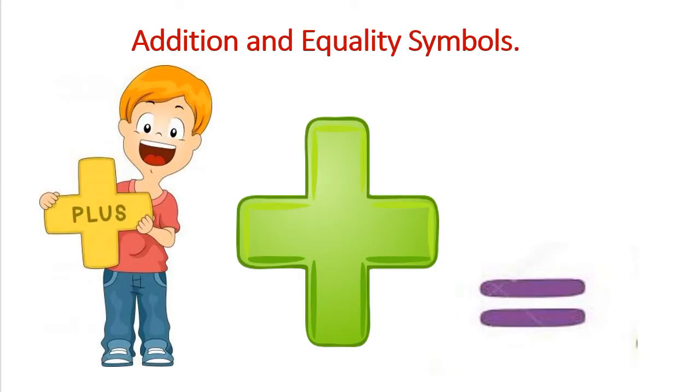Do you remember these signs or symbols? This is a plus sign and this is an equal to sign. Addition and equality symbols. This is a plus sign of addition, read as plus. This is a sign of equality, read as equal to. When we add 2 numbers, we get their sum. Today we learn and practice basic addition of 1-digit numbers.